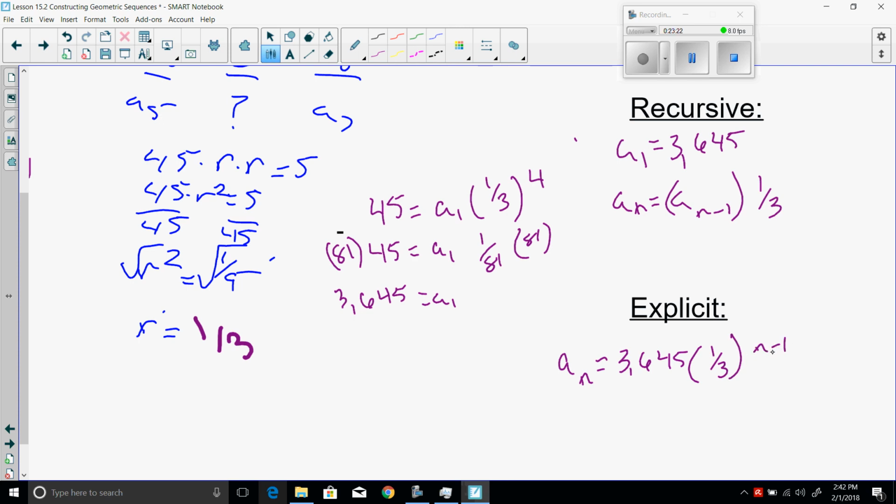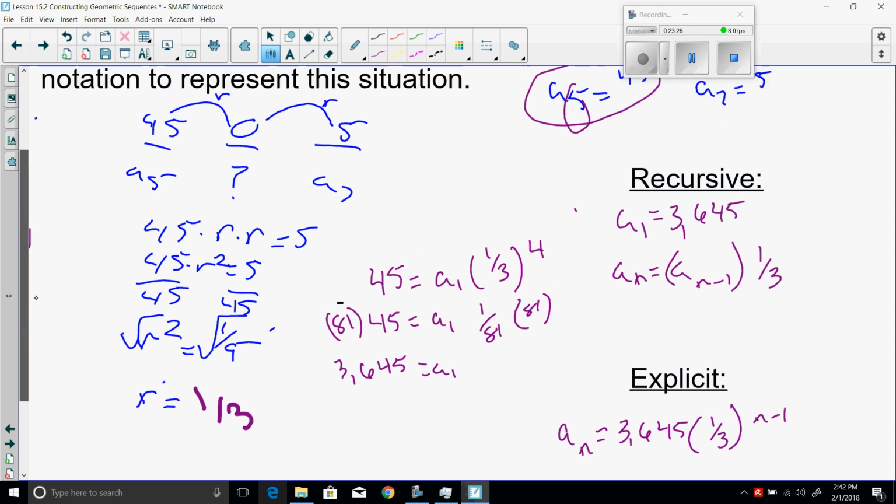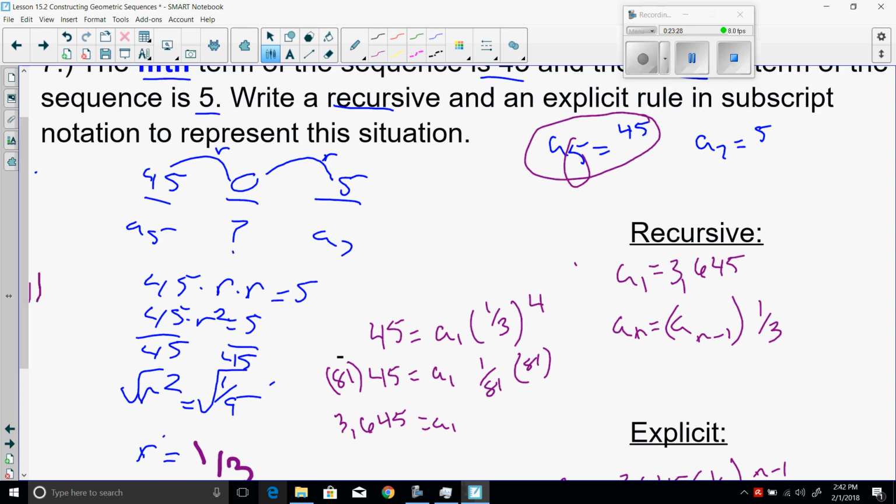Okay, so let's take a step back here and think about the things that we did. How did I find my common ratio? I said, well, the 5th term was 45. I don't know the 6th term, and the 7th term is 5. Well, how do I get from the 5th to the 7th? I have to apply the common ratio 2 times. So I said 45 times r squared equals 5.